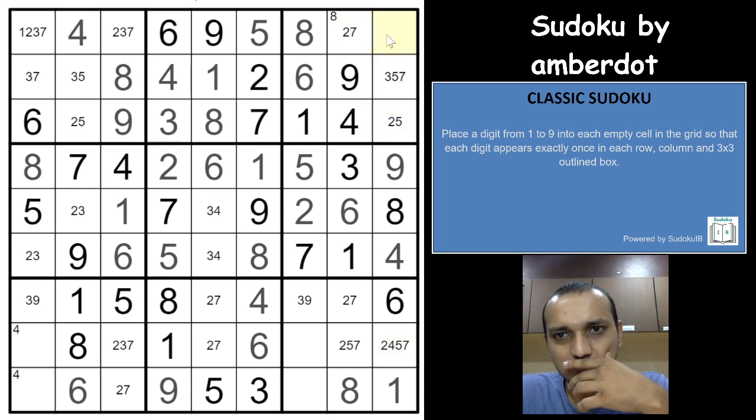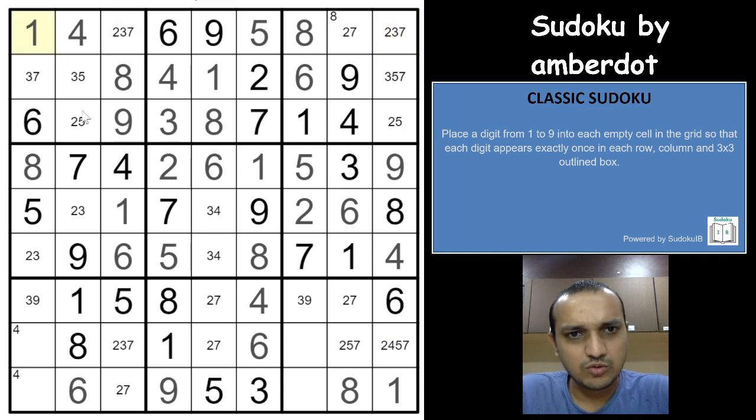2, 3, 5, 7. 5 cannot be here. So 2, 3 and 7. So you have a 2, 3, 7 here. So this cell would have to be 1. We could have written it earlier itself, right? 2, 7 pair here. So this gives you a 5 here. That removes 5 from this cell.